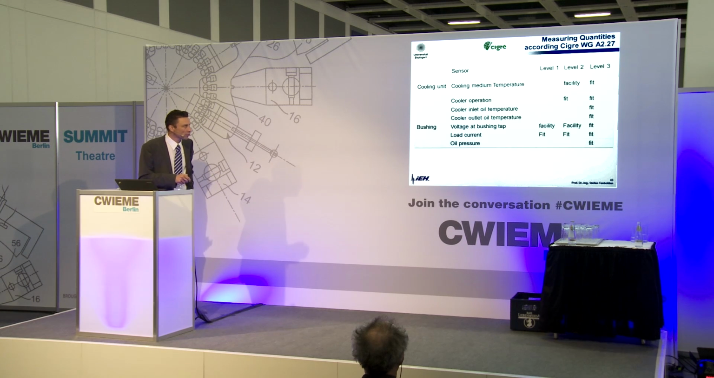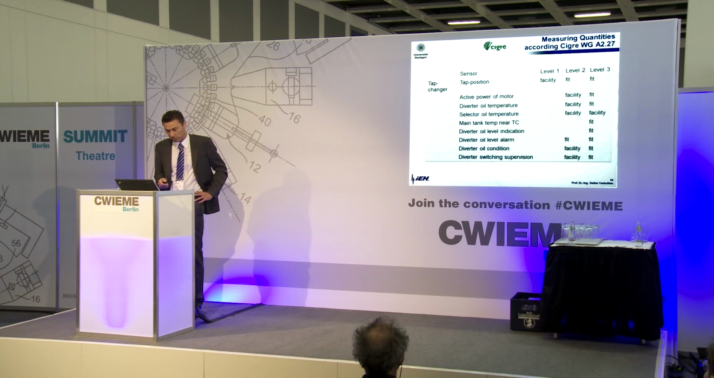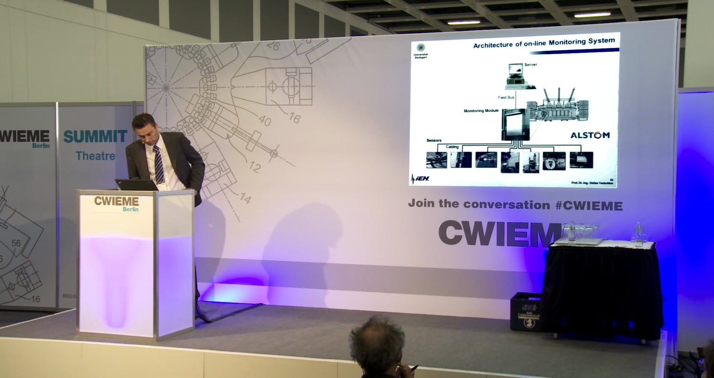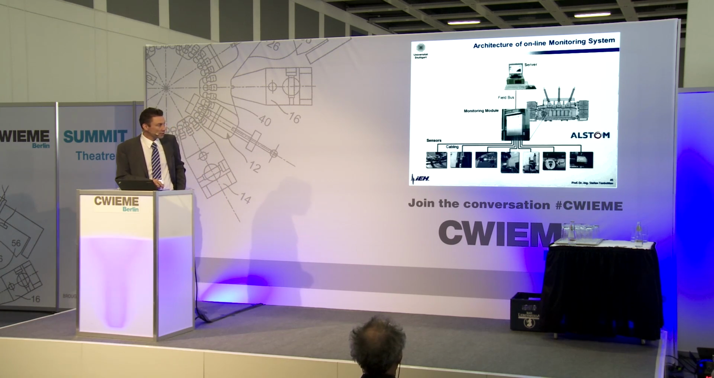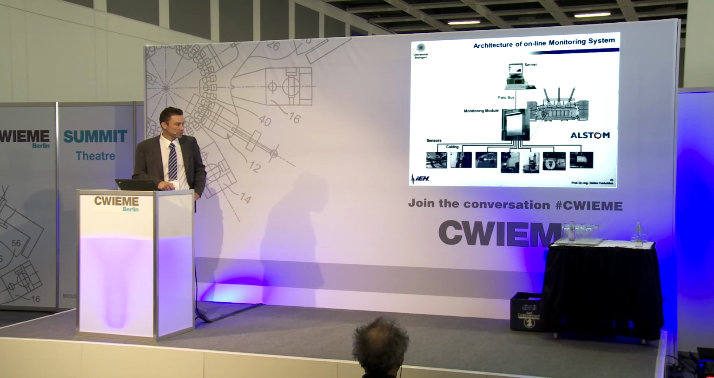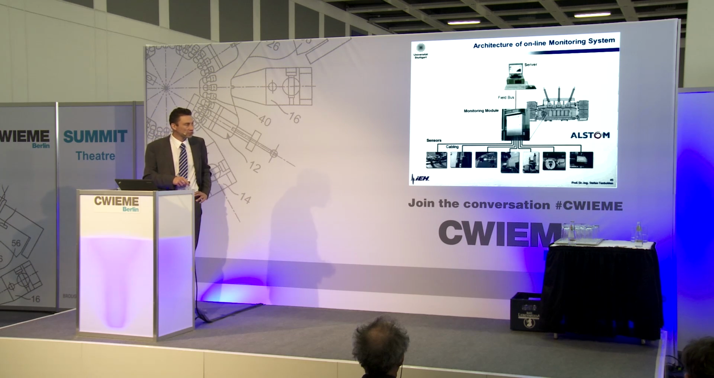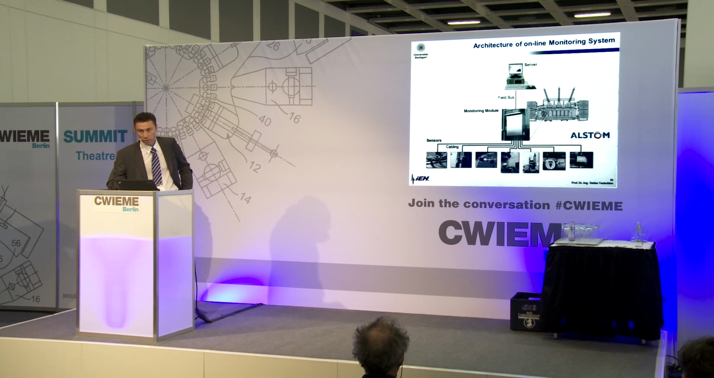And you can see for cooling unit, bushing and tap changer, there are different sensors which can be installed there. These sensors deliver their signals to a monitoring cubicle. So you normally have standardized output signals, 4 to 20 milliamps output. These signals are digitized in this cubicle and then sent by a field bus to a computer which stores these data, assesses the value of the data, and also gives alarms.